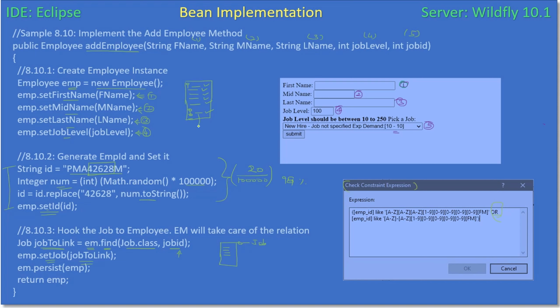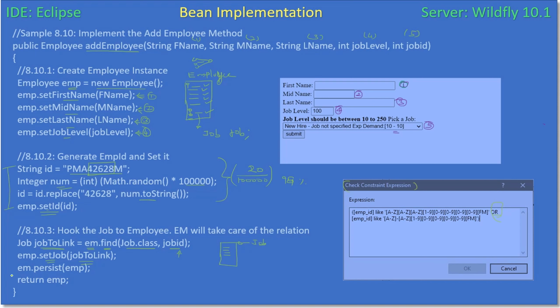Here if you see, this is like job. That's how we defined this containment in the employee entity. If you look at our previous video, you will come to know. In employee, we marked this as many-to-one. The relation is many-to-one, right? All right.